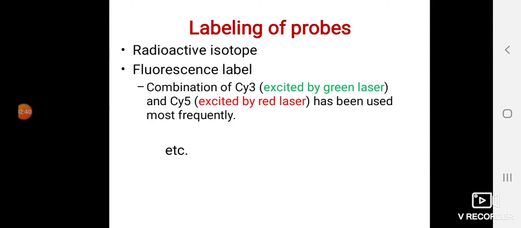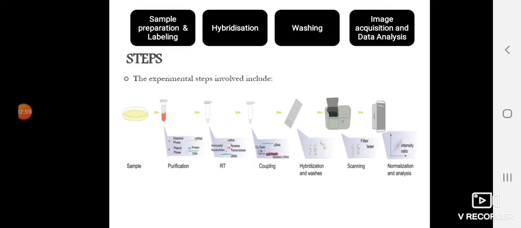hybridizations. So generally for labeling, as I mentioned, radioactive isotopes are most used. Other than that, very commonly used is fluorescence labeling, where a combination of Cy3 and Cy5 is used. Cy3 gives a green color laser emission, and Cy5 red color is going to be obtained. So these are the steps.